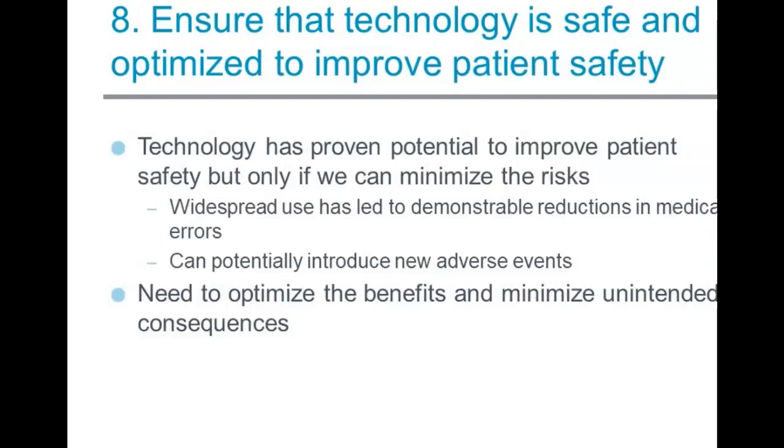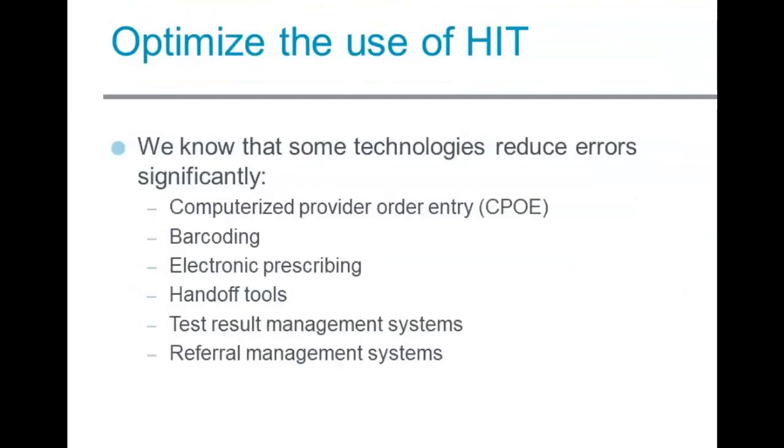We know technology has proven potential to improve patient safety, but now we're also understanding that it has that potential only if we can also minimize the risks. And so we need to optimize those benefits and minimize the unintended consequences. Here are some of the technologies that we know can reduce errors significantly, and this is just a random sampling. There are many other technologies that exist, but certainly some of the earliest ones were computerized physician order entry, barcode technology, and e-prescribing and those kinds of things in the medication space.